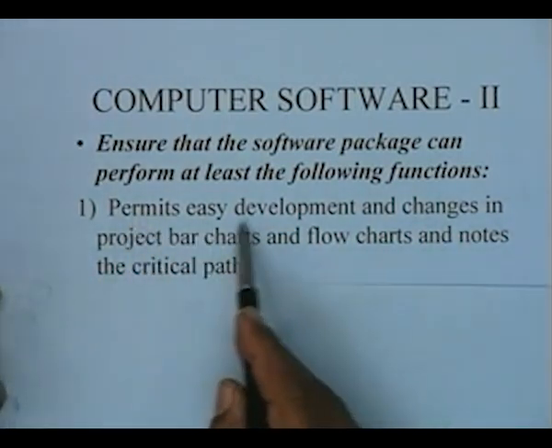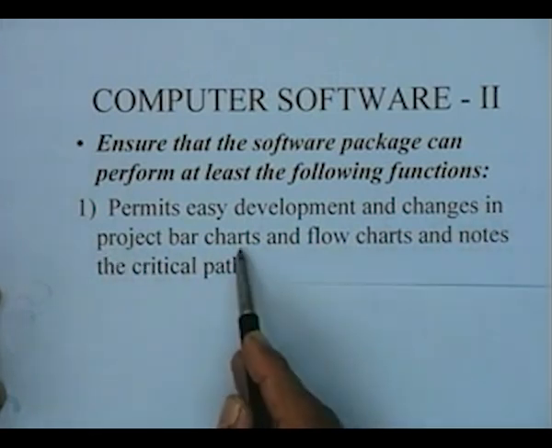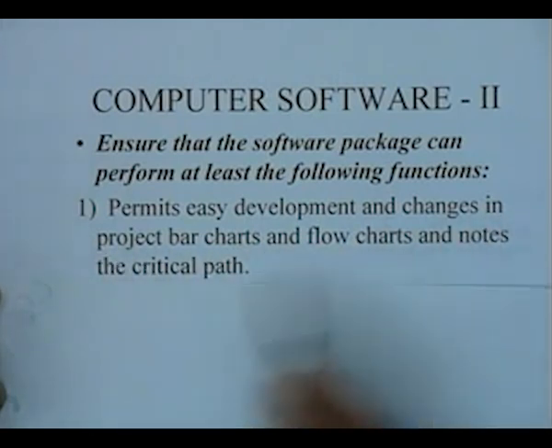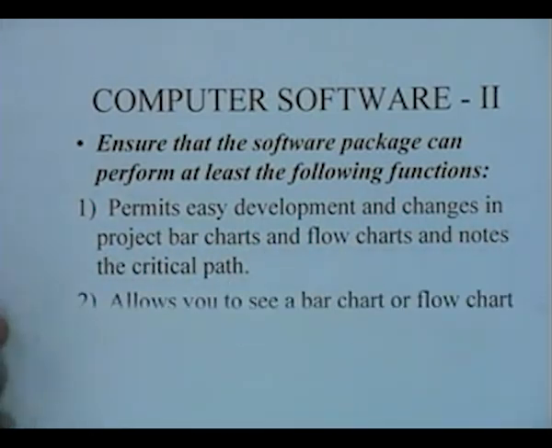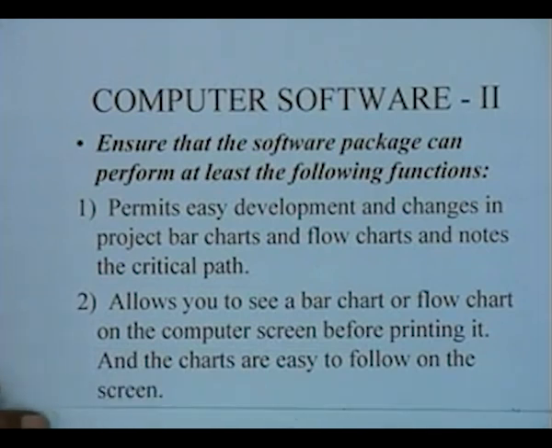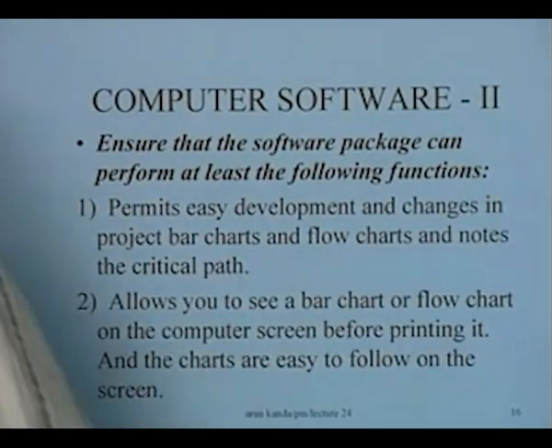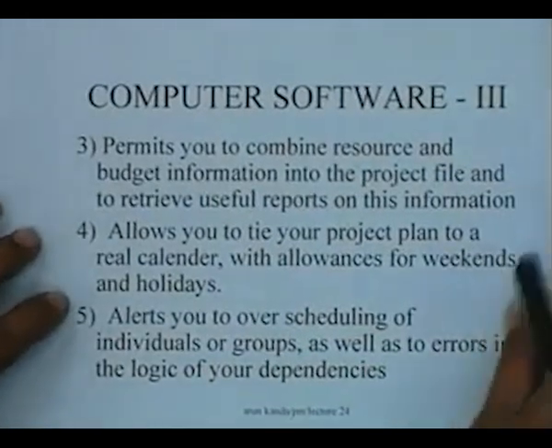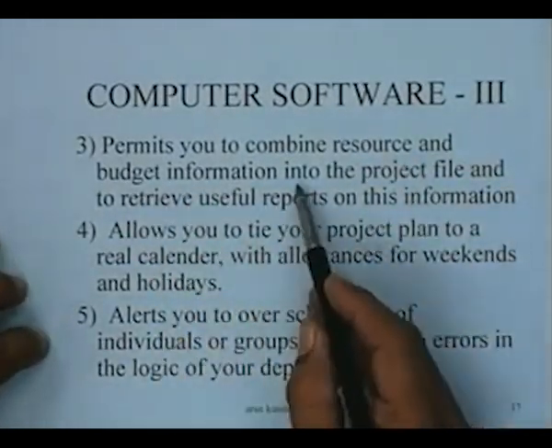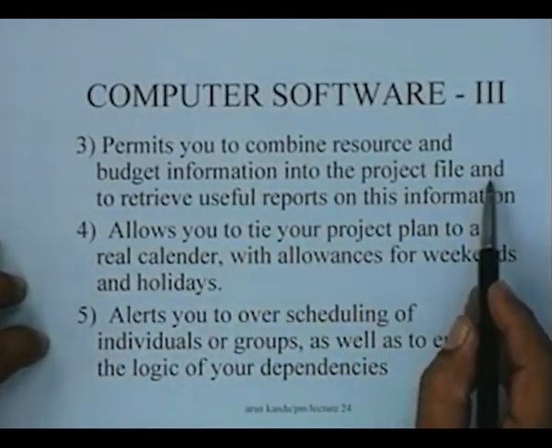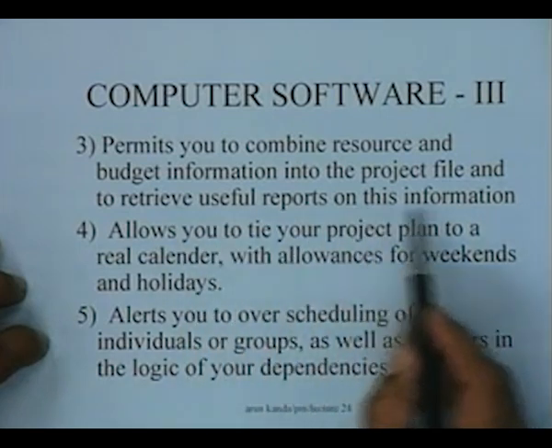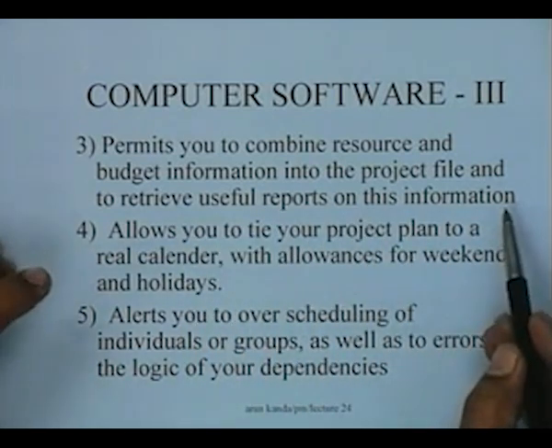It should permit easy development and changes in the project bar charts and flow charts and note the critical path. You want this to happen. It allows you to see a bar chart or flow chart on the computer screen before printing it, and the charts are easy to follow on the screen. You should be able to do that. Then it should permit you to combine resource and budget information into the project file and to retrieve useful reports on this information. That's what it should be able to do.